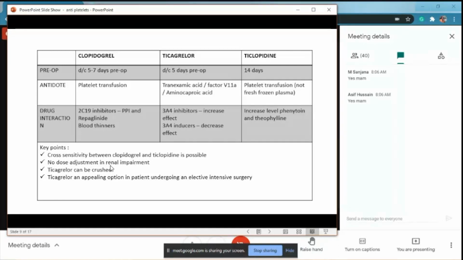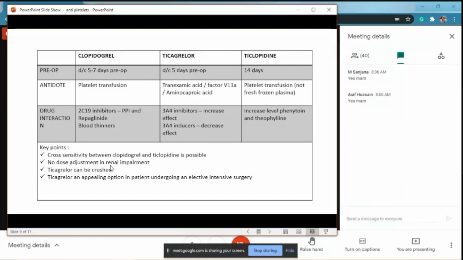So we can crush. And one of the most important reasons why ticagrelor is an appealing option in patients undergoing elective intensive surgery is because, as we said in the previous slide, it has the reversible effect. That is one of the main reasons it makes this drug an appealing option in patients undergoing elective intensive surgery. The other two medications have the irreversible effect, except ticagrelor, which has the reversible effect, right? Now, that's all about the ADP blockers.